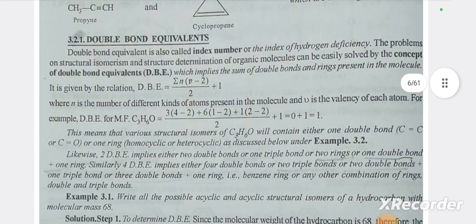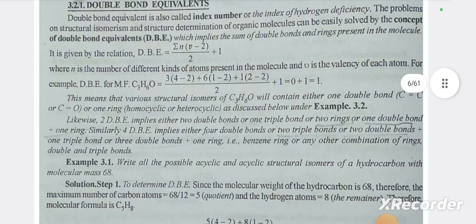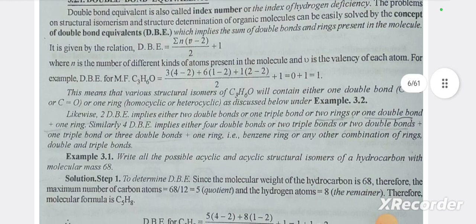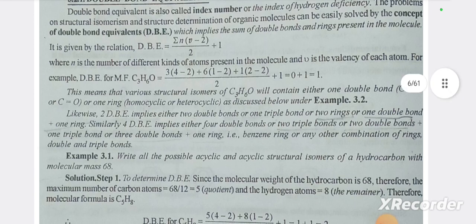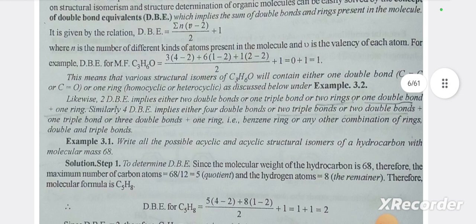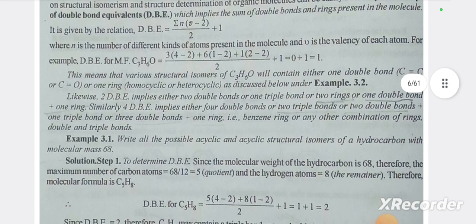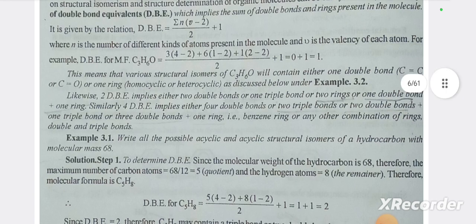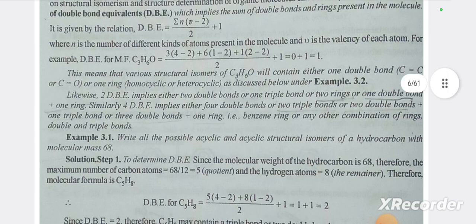Double bond equivalents: double bond equivalent is also called the index of hydrogen deficiency. The problems on structural isomerism and structure determination of organic molecules can be easily solved by the concept of double bond equivalence, DBE, which implies the sum of double bonds and rings present in the molecule. It is given by the relation DBE equals summation n(v minus 2) divided by 2, plus 1, where n is the number of different kinds of atoms present in the molecule and v is the valency of each atom.